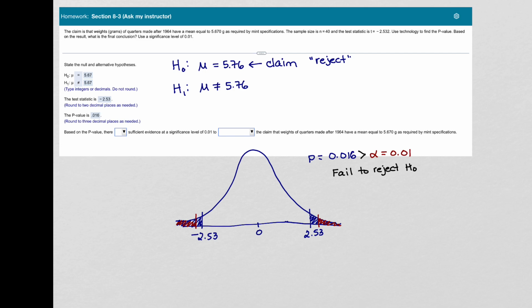Because what we're saying is, did our test statistic fall into the rejection region, which would be in that red shaded area? And it did not. It's close enough to the center, even though it seems like it's pretty far out, but it's close enough to the center that we do not reject the null hypothesis. So, do I want to reject the claim? I do not. So, there is not sufficient evidence to warrant rejection of the claim. So that's how you do that problem.